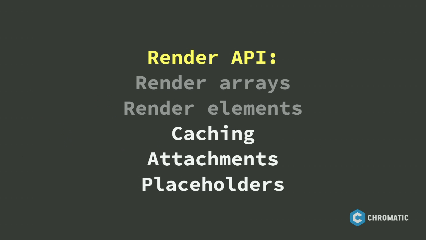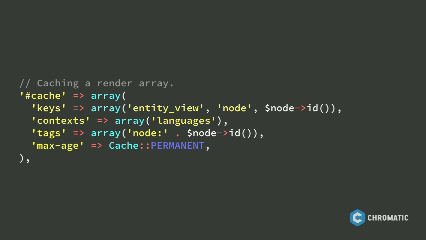So let's talk about the last three on this list: caching, attachments, and placeholders. Like the theme property on our render arrays and type for render elements, this is an example of what the cache property of a render array might look like, how it might be used. So this allows you to cache the output of a given render array or element using the cache API. And it's probably good practice really to start thinking about caching for every render array you build. I'll get more into that in a second.